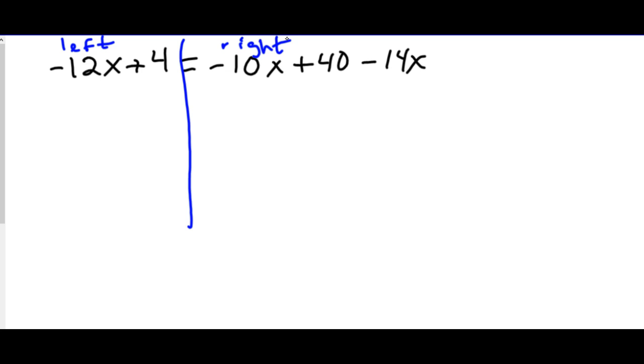So with those two sides, we need to simplify everything that we can on the left side and simplify everything we can on the right side. That means if there's any parentheses, we should get rid of them. If there's any like terms, we should combine them.